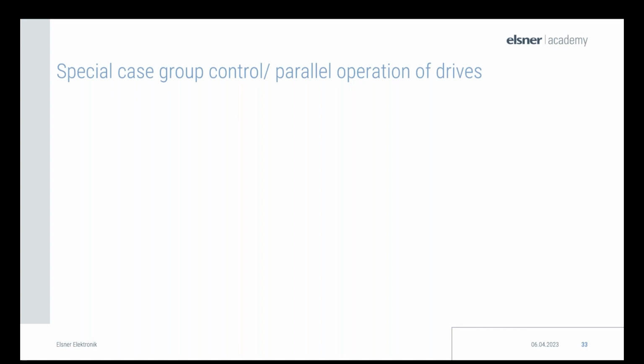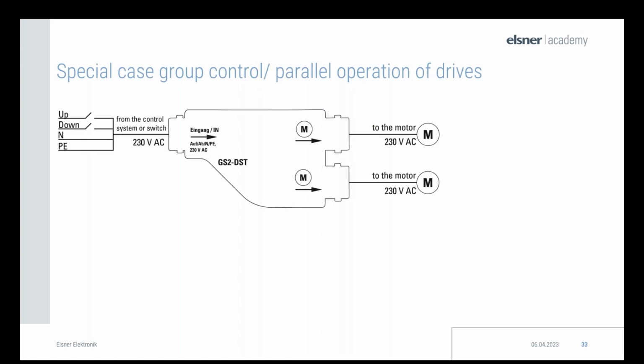Next up, we'll have a look at a special case. With the group control relay GS2DST, two drives can be operated in parallel mode. This is very useful for shading control or window control. It is possible to have one control output, but configure it as a group. This allows for cascading possibilities, so for example, a series connection of several devices.